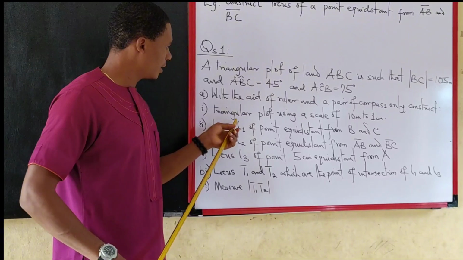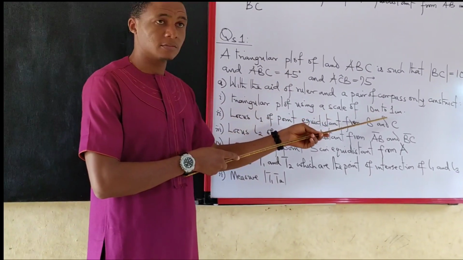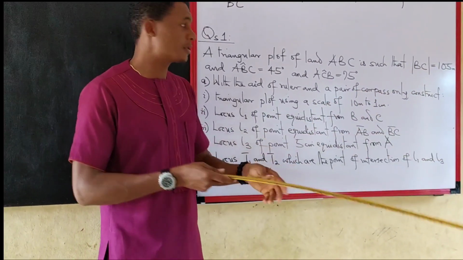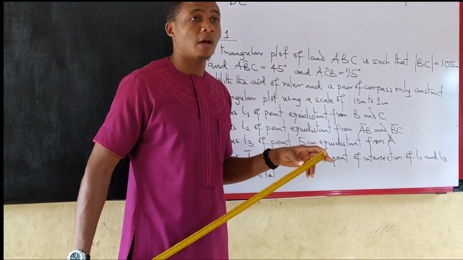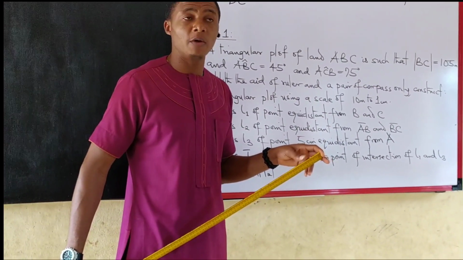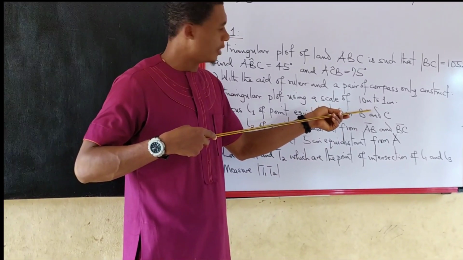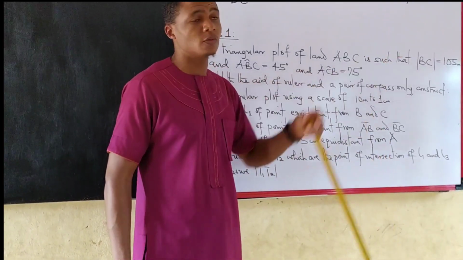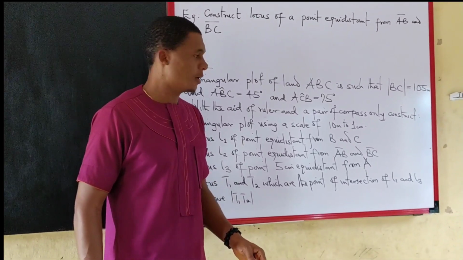Construct the triangular plot, using a scale of 10 meters. And this one they gave the scale, right? So meaning that they know that you cannot get this from the 30 centimeter ruler. Are you following? So that means they now gave you the scale in which you are going to convert to 105 meters.